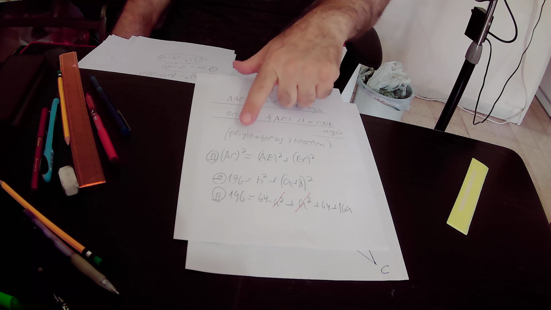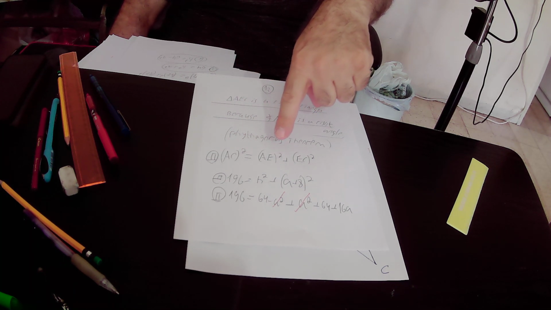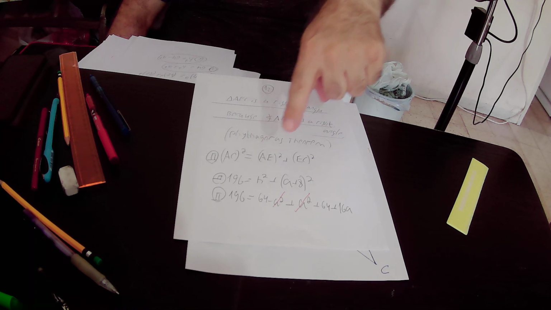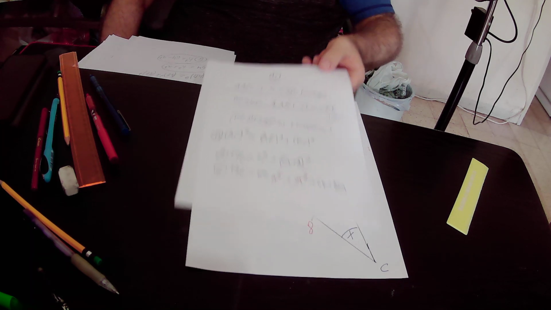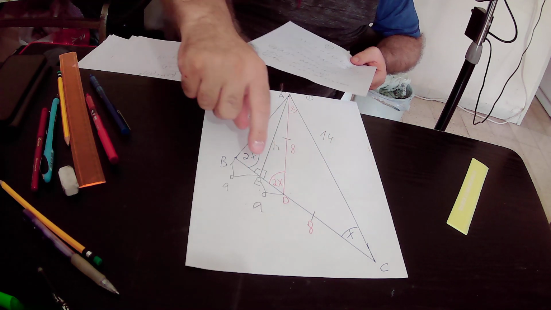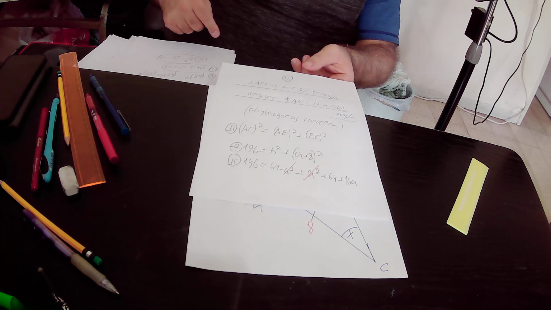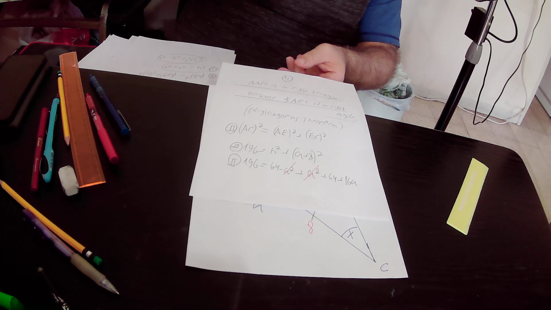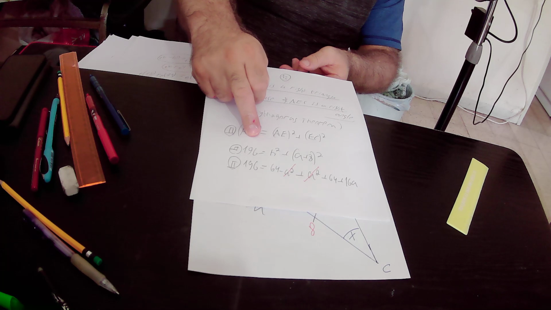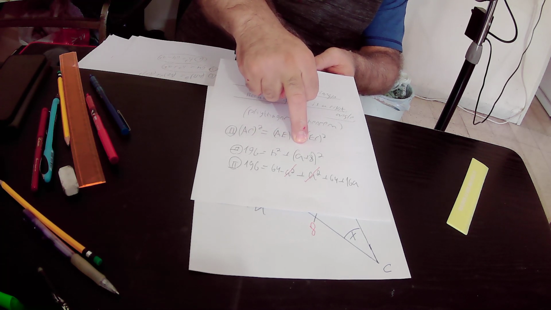AC equals 14 units, so AC square is 196. AE equals h, so AE square equals h square, and EC equals a plus 8, so EC square is (a plus 8) square. Okay, so in total we got that 196 equals h square plus (a plus 8) square.